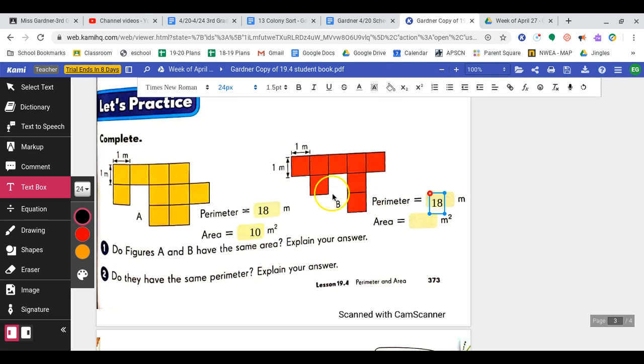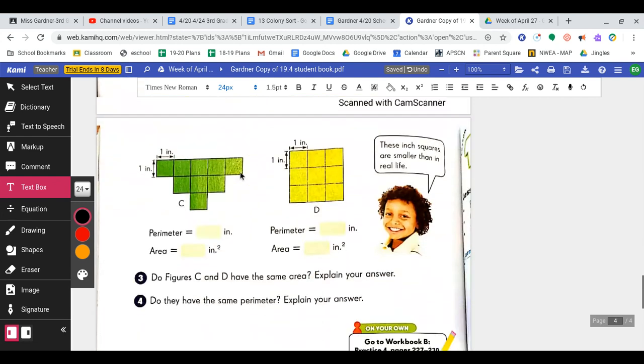Let's count the number of square meters for area. 1, 2, 3, 4, 5 across. So 5 square meters, 6, 7, 8. Do they have the same area? Nope. Figure A has a larger area. Do they have the same perimeter? Yes, they do. Same distance around each of those shapes.